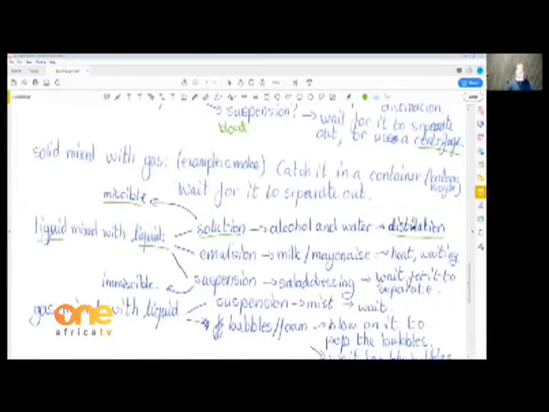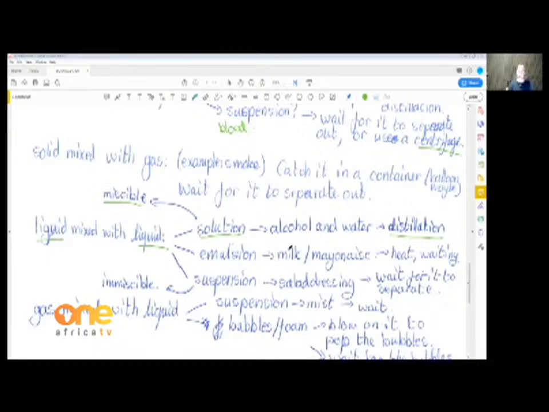So yeah, we talked about distillation. So now the next kind of liquid mixed with a liquid is an emulsion. So these are things like milk or mayonnaise. They look homogeneous, but they're actually a mixture of two substances that don't normally mix.